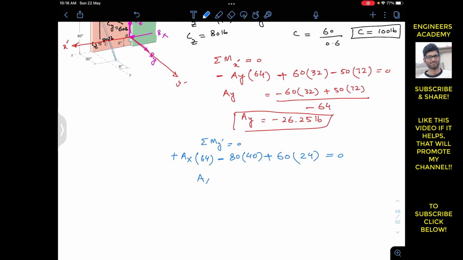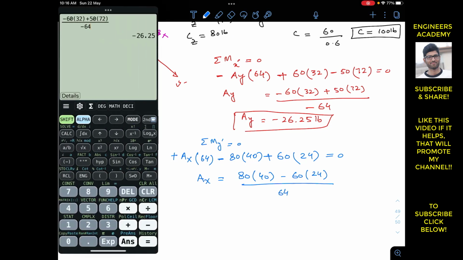So now from this we can write that AX is equal to 80 into 40 minus 60 into 24, divided by 64. So this will give us AX.